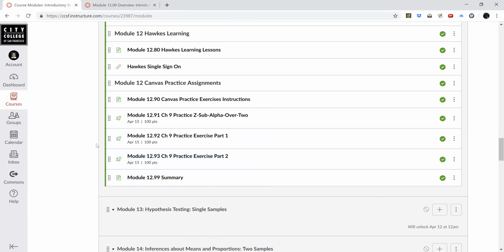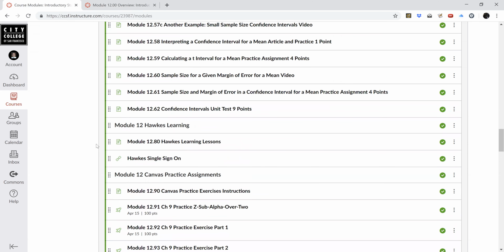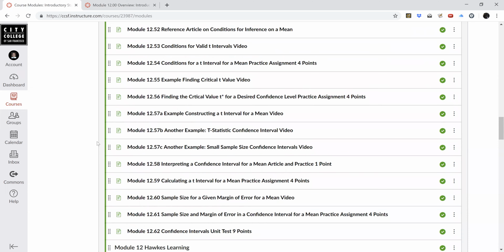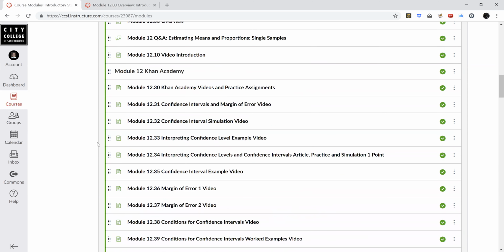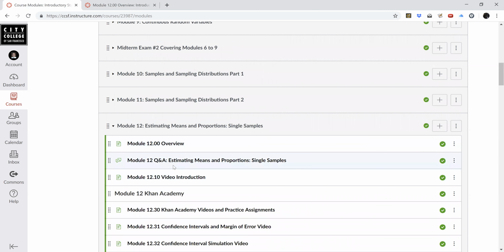If you do them a few days before the deadline, I will grade them and give you feedback so that you can fix any errors that you have before the deadline. Similarly, for the Hawk lessons, you can do them as many times as you need to until you certify, and the same thing is true for the Khan Academy. So if you have any questions, there is a Q&A discussion forum where you can post your questions and also answers to other students' questions.